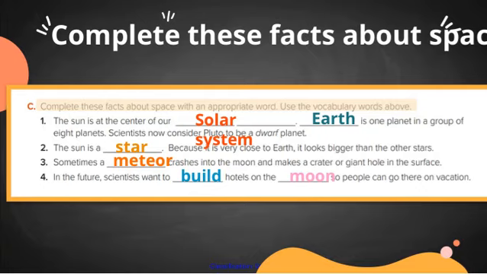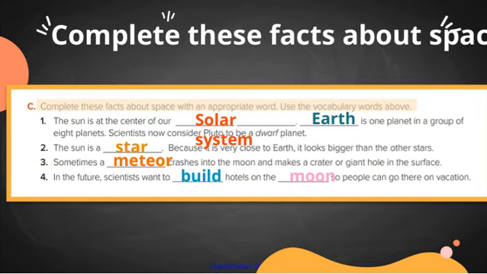Let's take a moment to explore some fascinating facts about space. Imagine a star shining brightly in the night sky. It's actually a huge ball of hot, glowing gases, and it's the center of many celestial systems. Now, picture a meteor zipping through space. Sometimes we see these as shooting stars when they enter our atmosphere and burn up.